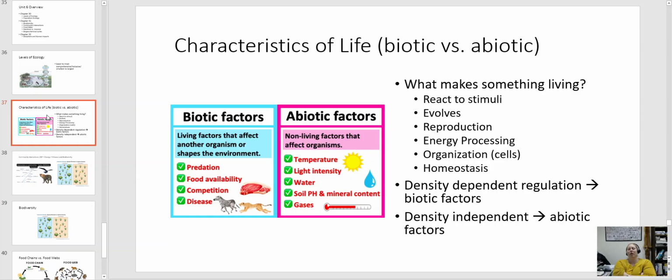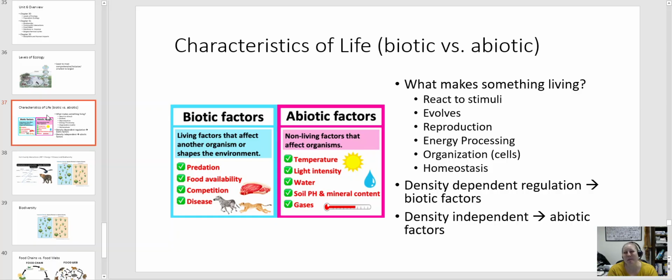And if you do remember, the populations are often regulated by density-dependent and density-independent factors, which are generally quantified as biotic factors for density-dependent or abiotic factors for density-independent. This also ties into the community and ecosystem interactions. This is one of those where, again, we have a lot of gray areas and overlap. Remember, predation is going to determine population sizes, food availability, competition, disease, and then non-living factors that can affect organisms are absolutely things like temperature, light intensity, water, pH, gas.